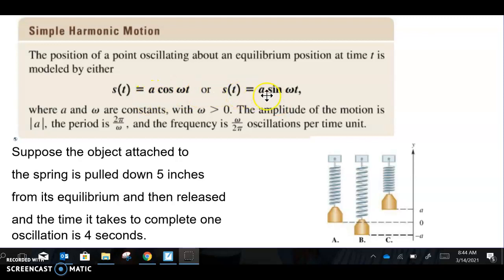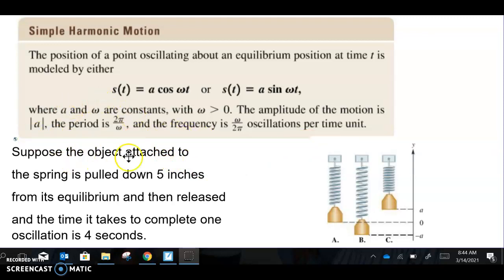The A is the amplitude. As you see here, the amplitude of the motion is the absolute value of A, just like it is when we talked about the graph. Omega is the angle, and we'll talk about that in a minute. They're using that instead of theta, is all. T is the time, whether it's seconds, minutes, etc.